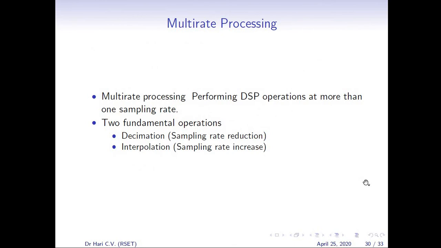The multirate processing. Multirate processing is performing DSP operations at more than one sampling rate. The two fundamental operations are decimation and interpolation. Decimation means sampling rate reduction and interpolation means sampling rate increase.